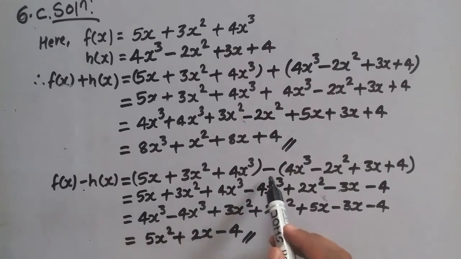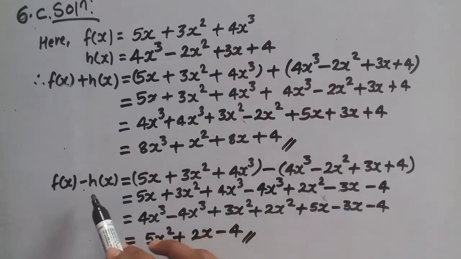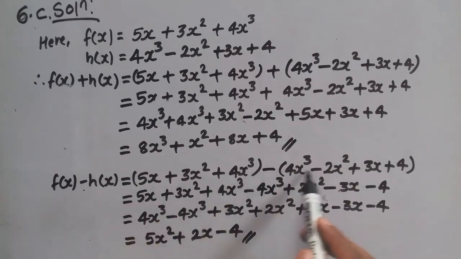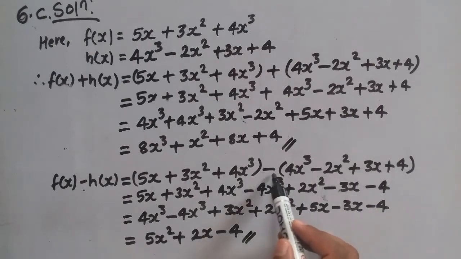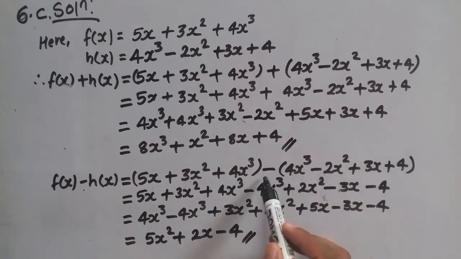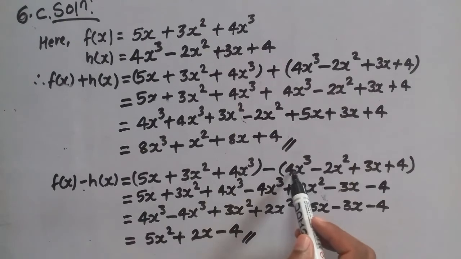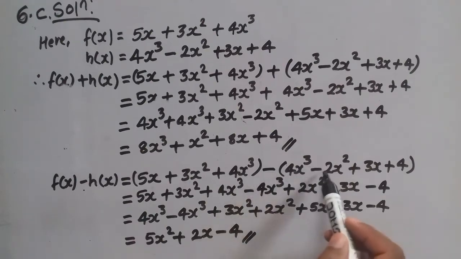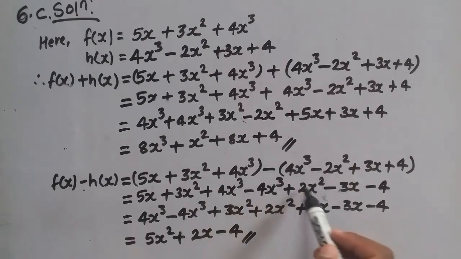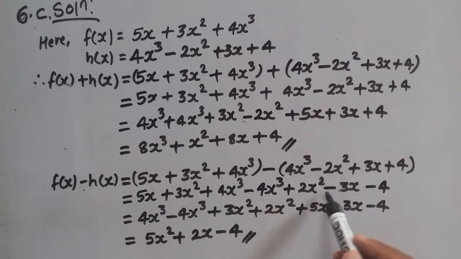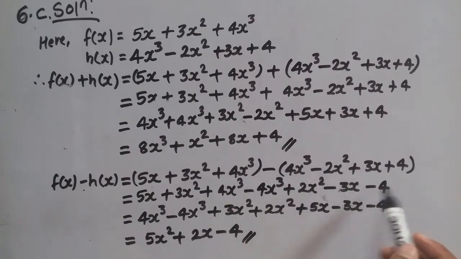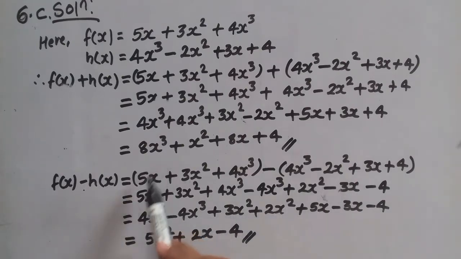And here we have written fx minus hx. Fx is this, hx is this. Here we have multiplied this all with minus sign, then minus into 4x cube is minus 4x cube, minus into minus plus 2x square, minus into plus minus 3x, minus into plus minus 4. Then here we have arranged like terms as before.